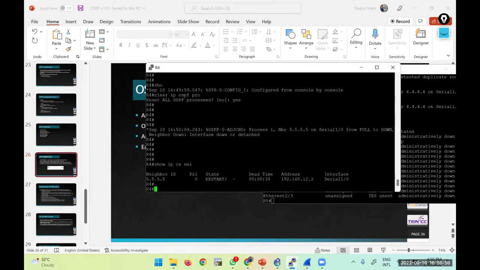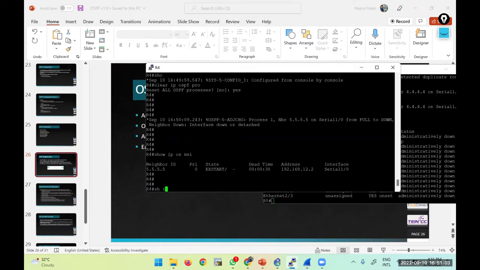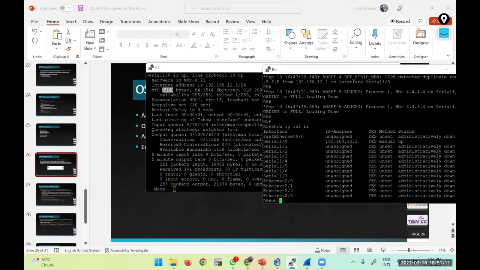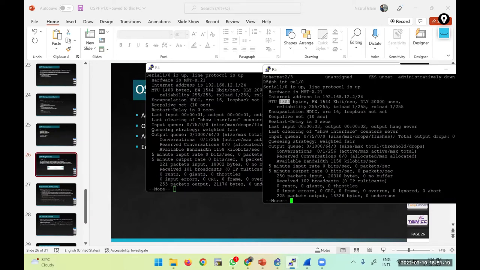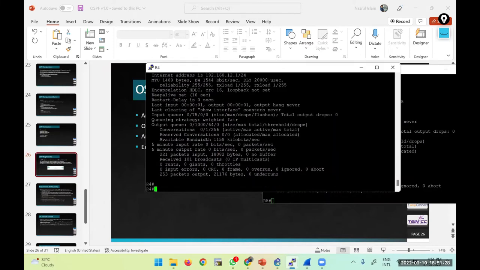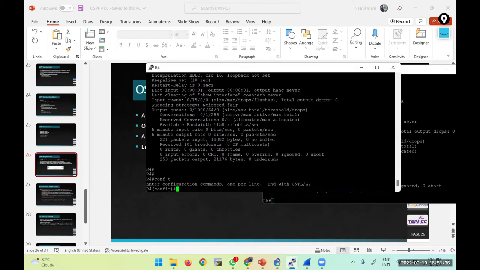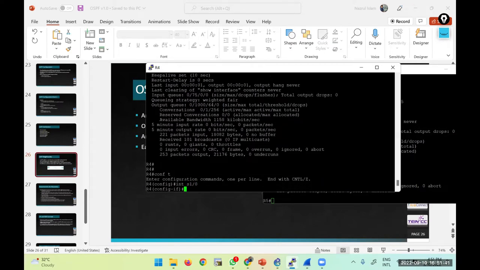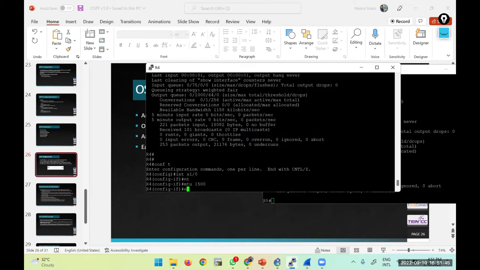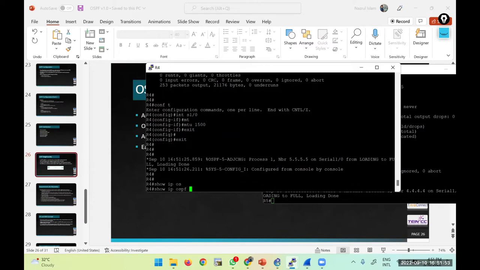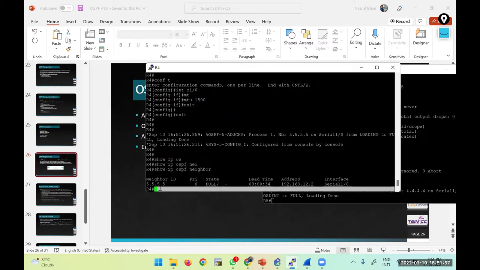So if we check the interface MTU on the serial 1/0, show interface serial 1/0, you'll find the MTU is 1400, and on the other side, show interface serial 1/0, you will get the 1500. So different MTU in two neighbors. That's why neighborship is not established yet, right? So this is another criteria for neighbor adjacency. So if we again change the MTU on the interface serial 1/0, command is MTU, and the MTU is 1500. Now, if you see the neighbor table, show IP OSPF neighbor, you will get the neighborship. So this is another criteria.